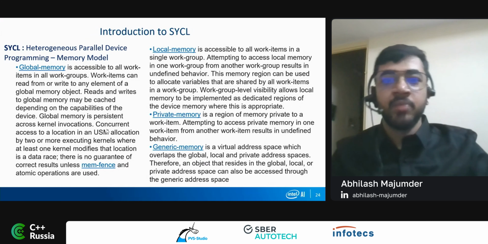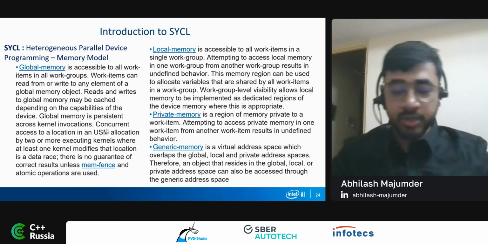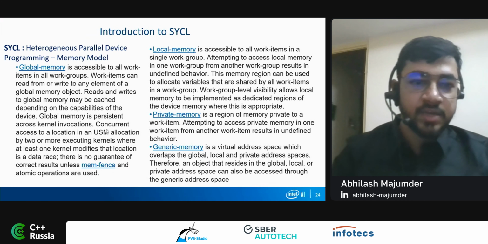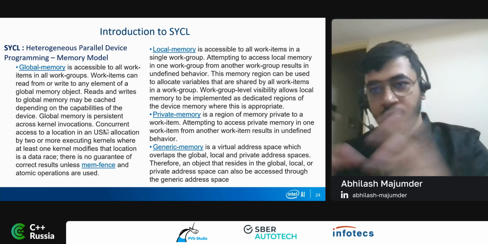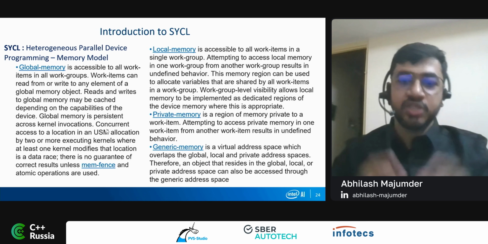So we have the global memory, the local memory, the private memory, and the generic memory. Global memory is across all our work items, right? USM allocation, two or more work items scheduling. Local memory is across individual work groups, subgroups.